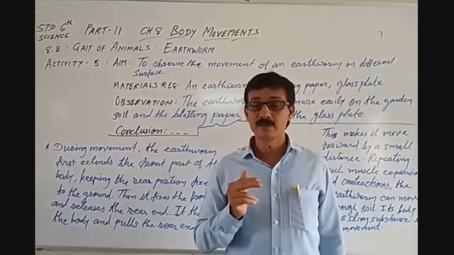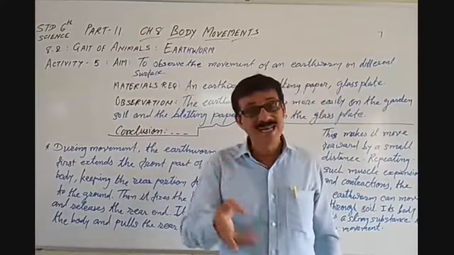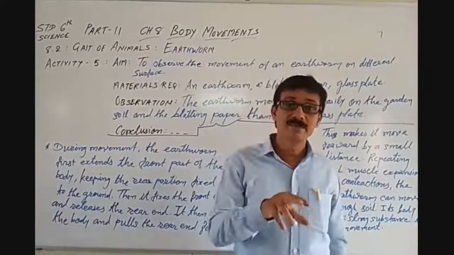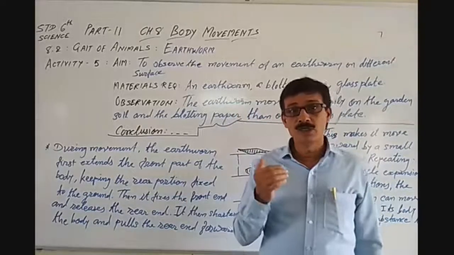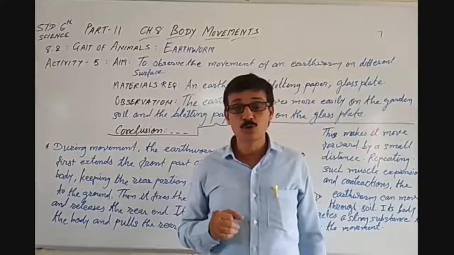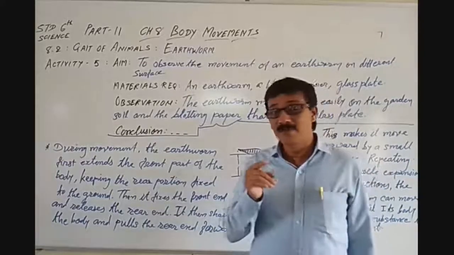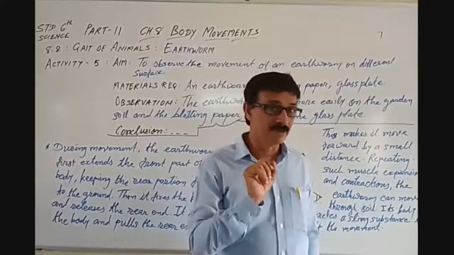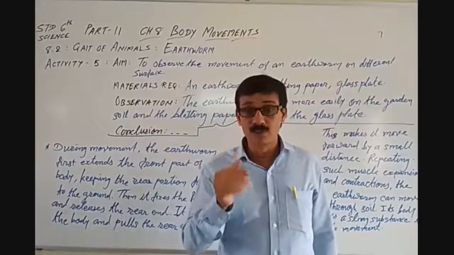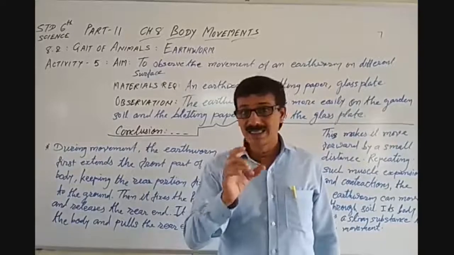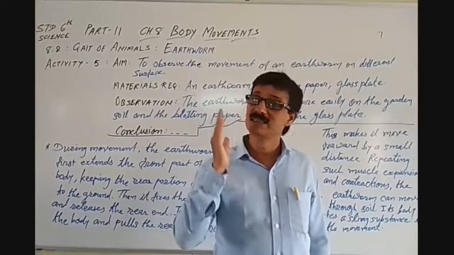Then we discussed that bones and muscles are both required for all animals to move. Then we discussed what the earthworm is supposed to do, what the snails can do, and the gait of the animal. The way an animal moves, the way an animal walks, is known as the gait of the animal. That is what we discussed in the last part.